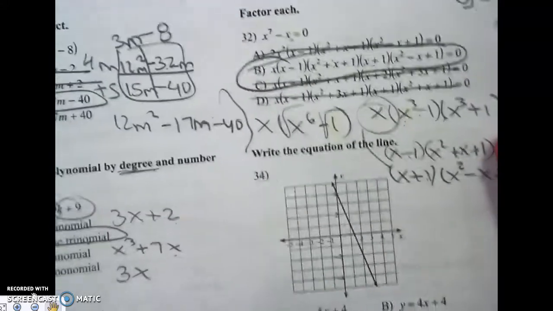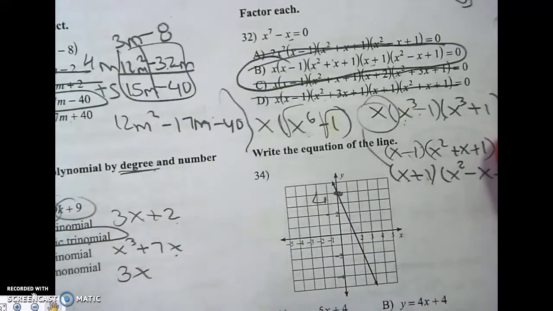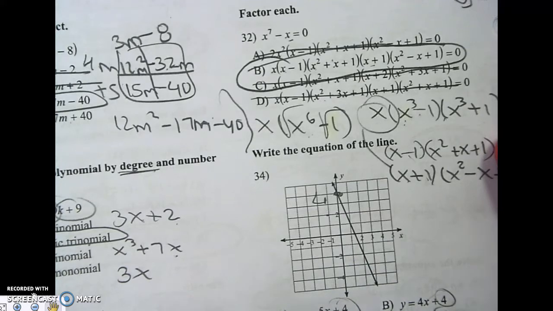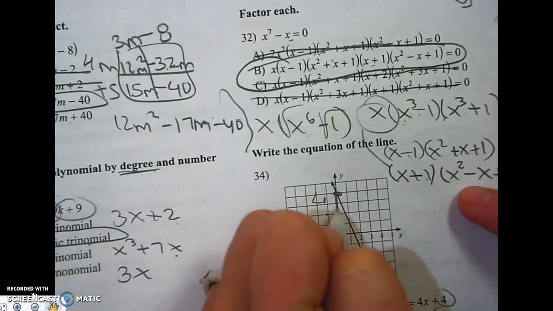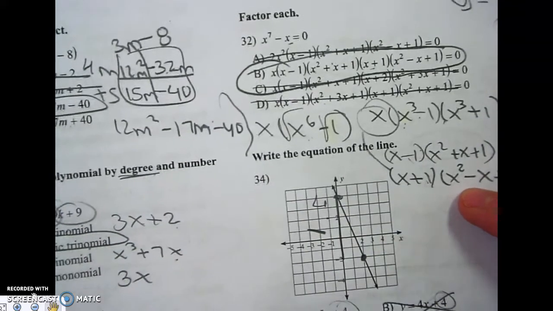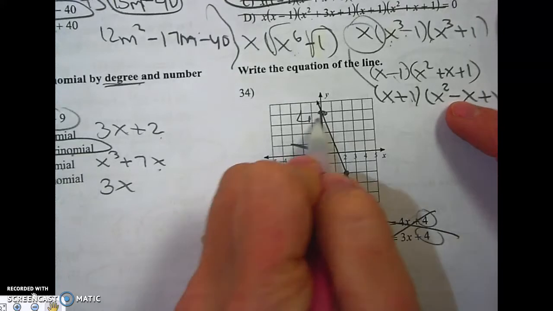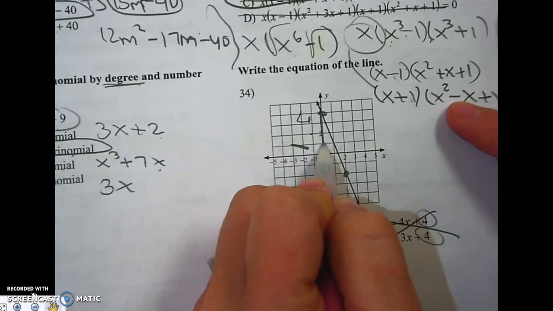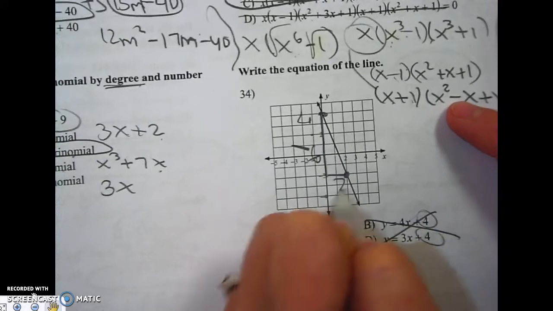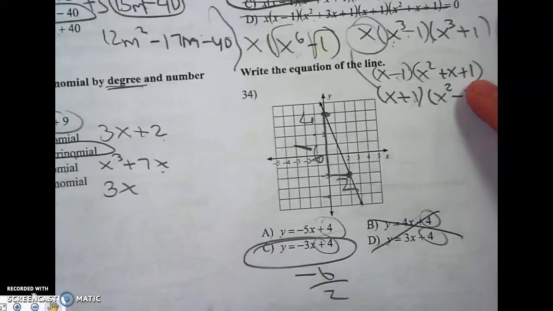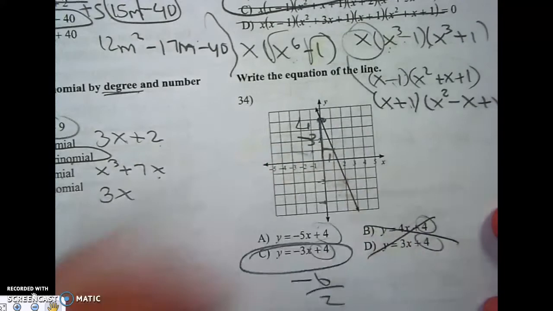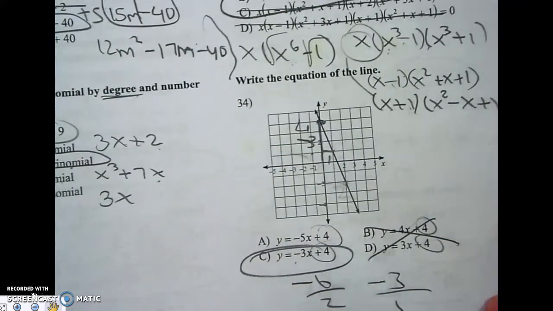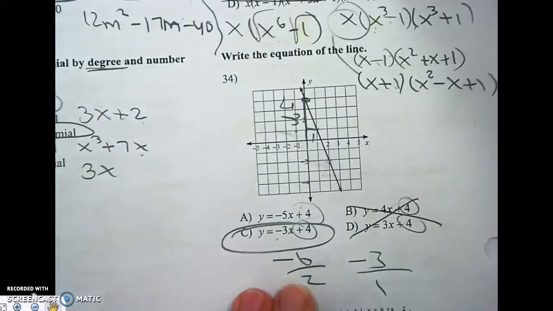All right, write the equation. Well, it touches at 4. That means the y-intercept is 4. Well, that's what it says here. In order to get to the next point, the next one I see that touches is right here. Since I'm going down, I know it's got to be negative. Those two are out. So I'm going to go down 1, 2, 3, 4, 5, 6, and right 2. Negative 6 over 2 is negative 3. And as I was doing this, I actually noticed that I could have gone down 1, 2, 3, and right 1. But negative 3 over 1 is still negative 3, so it doesn't matter.